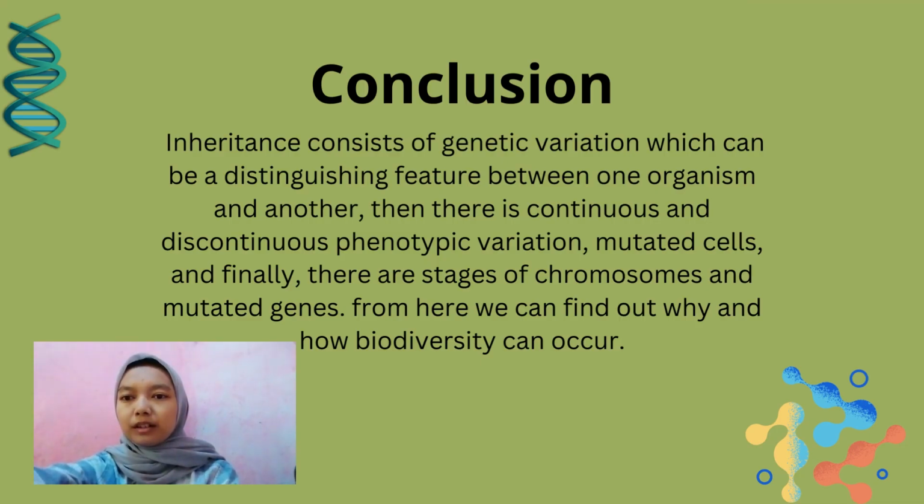In conclusion, let me leave you with this thought. In genetic variation, which can be a distinguishing feature between one organism and another, there are continuous and discontinuous phenotypic variations. Then there is mutation, and finally there are chromosome mutations and gene mutations. From here we can find out why and how variation can occur. So finally, this is it from us.